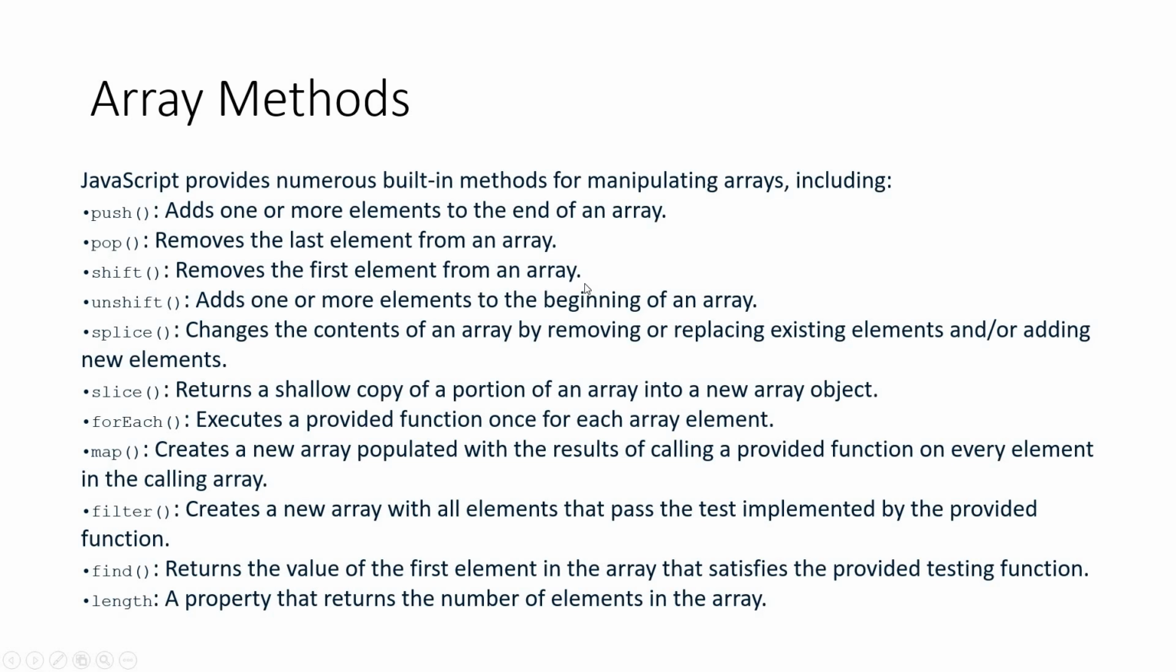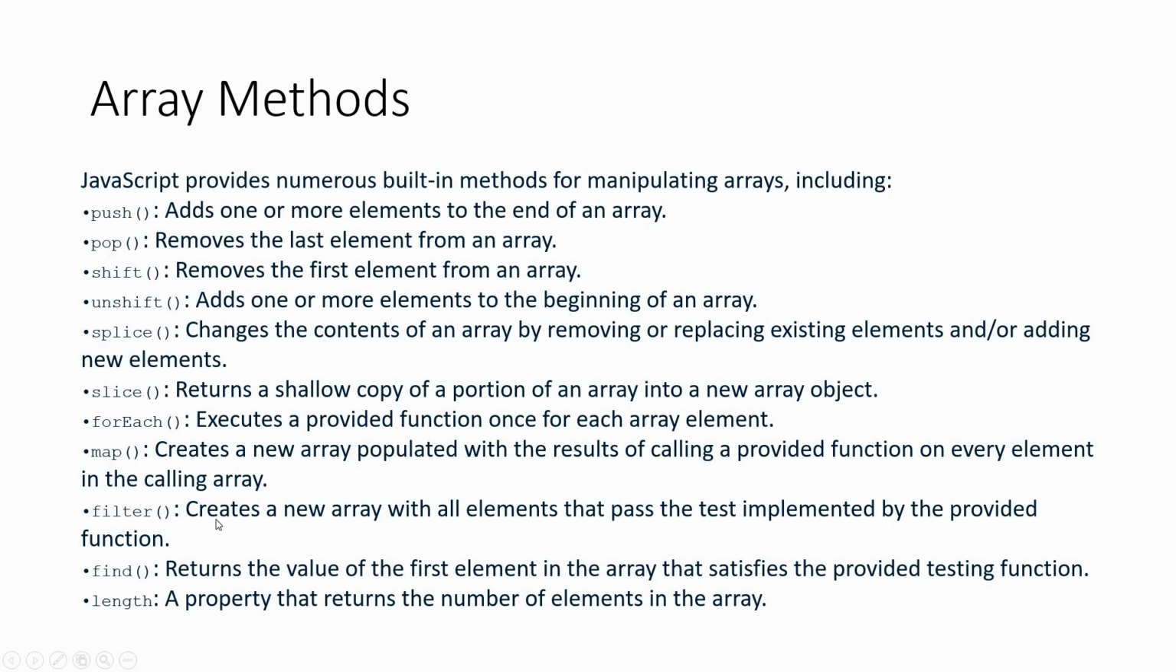Shift removes the first element of an array. Unshift adds one or more elements to the beginning of the array. Splice changes the contents of an array by removing or replacing existing elements and/or adding new elements. Slice returns a copy of the array into a new array object. forEach executes a provided function once for each array element. Map will create a new array populated with the results of calling a provided callback function on every element in the calling array.